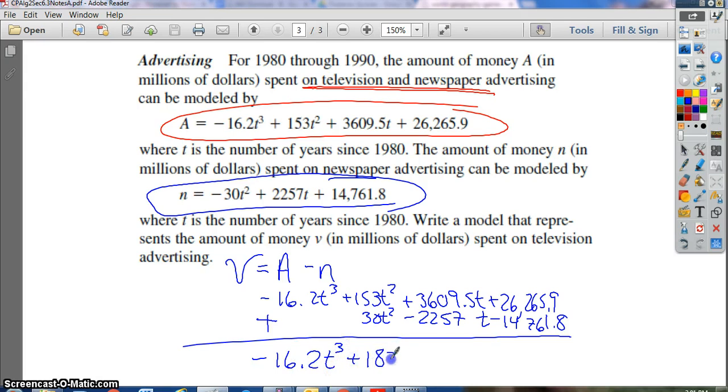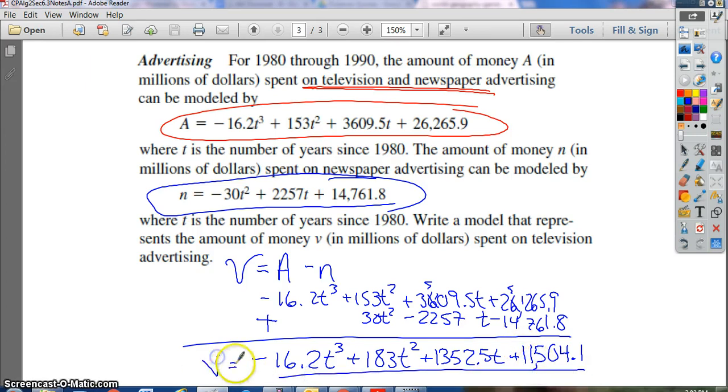So this guy stays, negative 16.2t to the third. This is 183t squared. Continuing my subtraction here, I get 0.5t, 9 minus 7 is 2. So that's 5, 3, 1. 1,352.5t plus 0.1, 5 minus 1 is 4, 6 minus 6 is 0. That's 5, that's 12, so that's 5. 5 minus 4 is 1, and 2 minus 1 is 1. So right there is what your B would equal when you subtract the two polynomials.